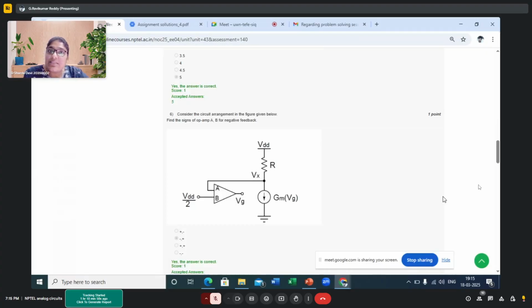Consider the circuit arrangement in the figure given below. Find the signs of op amp terminals A, B for negative feedback. In the lecture, these types of questions are not explained. In problem solving also, these types of problems are not explained. Where can we answer these types of questions? Signs of A and B for negative feedback.